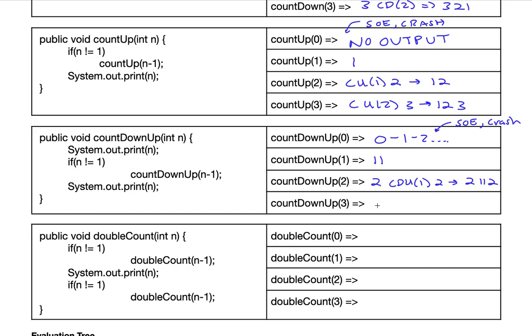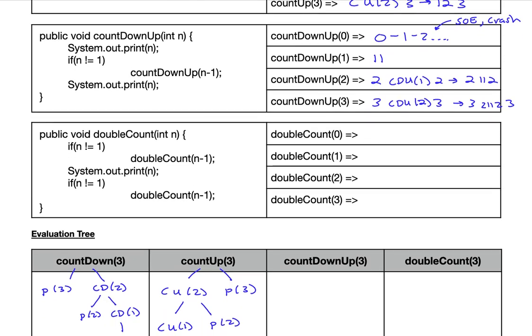If we do count down up 3, that's going to do the print of 3, followed by count down up 2, followed by a printing of 3, which is, because we know count down up 2 is 2, 1, 1, 2, we're going to have 3, 2, 1, 1, 2, 3.